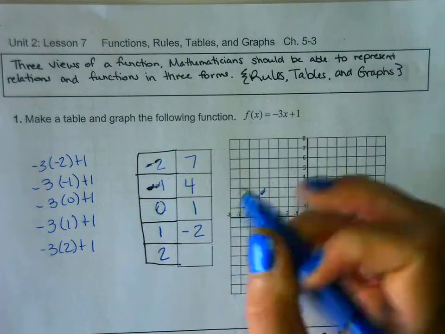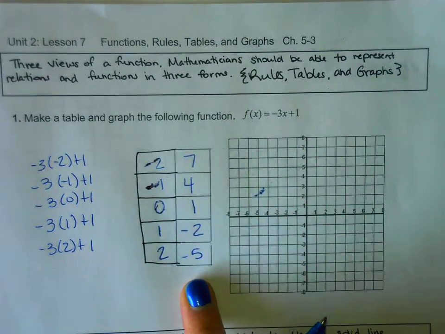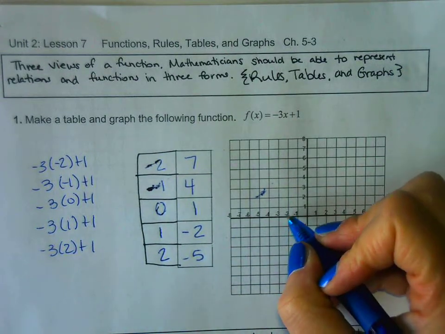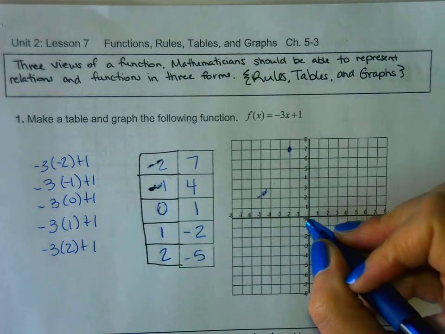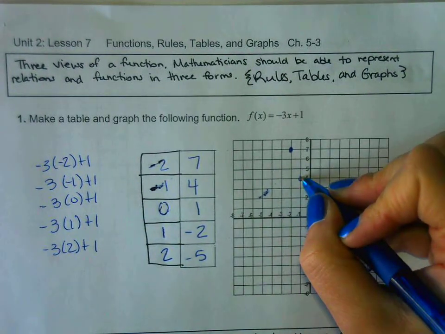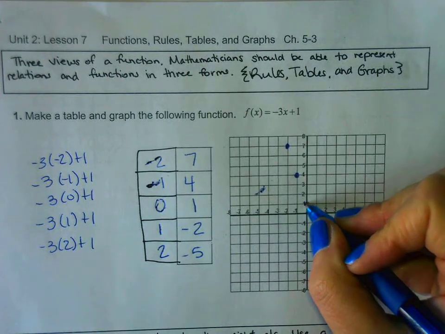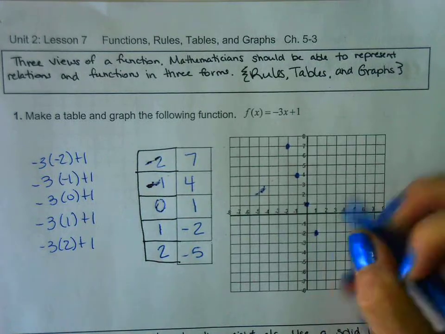So now that I have my table, I can now graph this. So add negative 2, positive 7, negative 1, positive 4, 0, positive 1, 1, negative 2, and 2, negative 5.